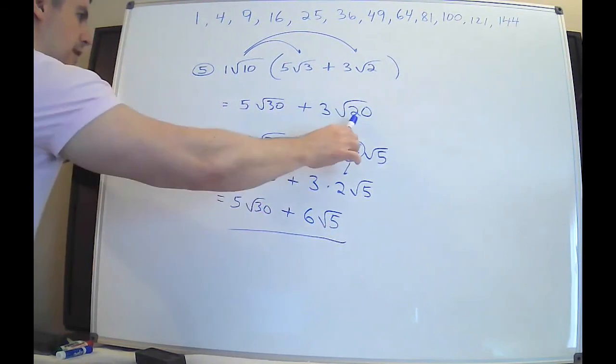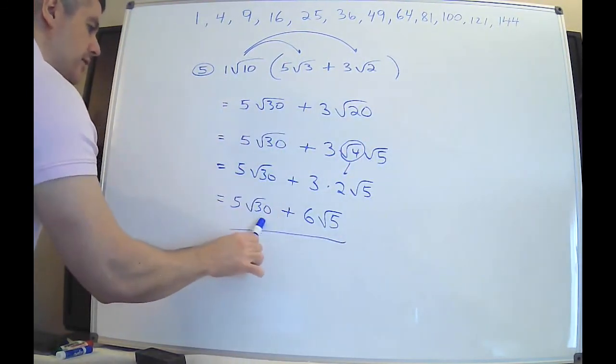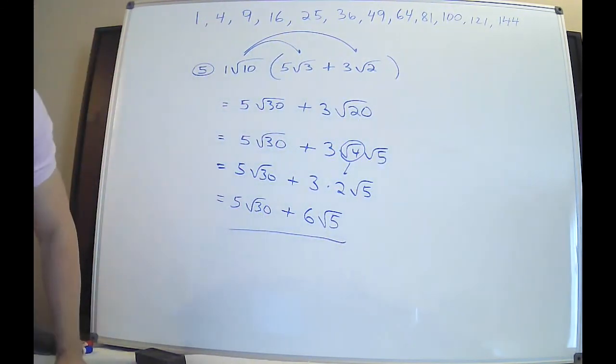All right. I broke down the radical that does break down. I left the other one alone. It doesn't break down using a perfect square. All right. That's it.